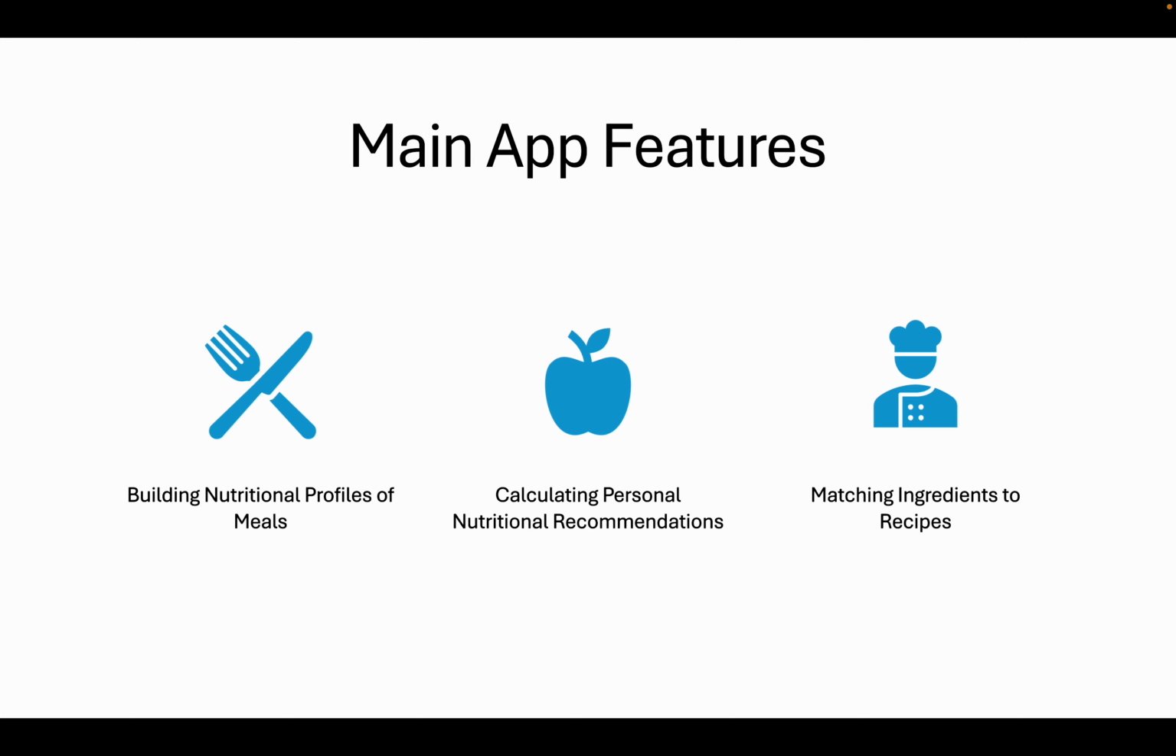Lastly, matching ingredients to recipes. As you saw, the functionality where we're able to click the ingredients on the left-hand side panel and match that to the recipes on the right-hand side, being able to find recipes that fit that nutritional profile or those ingredients that we selected.